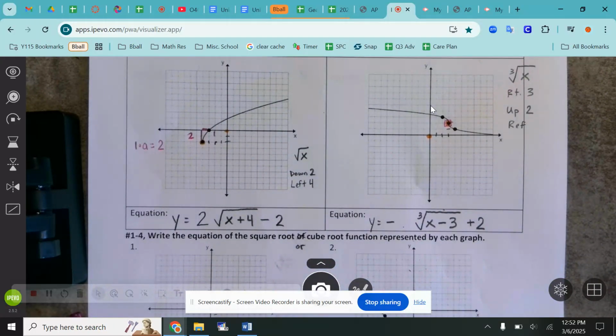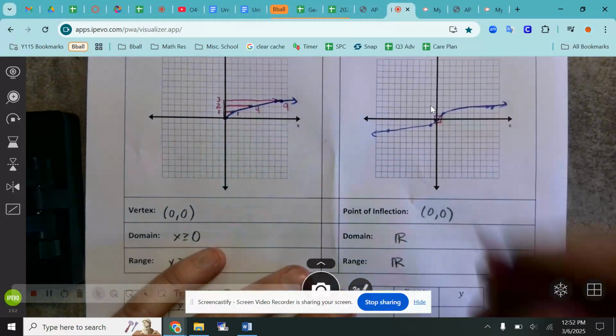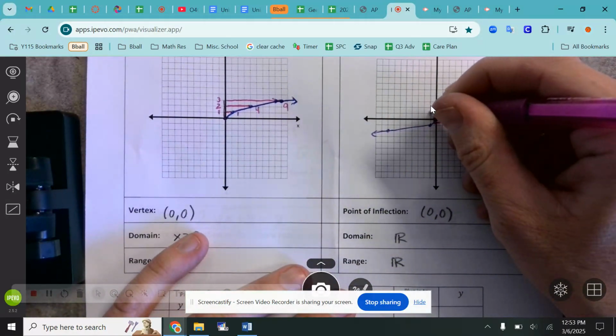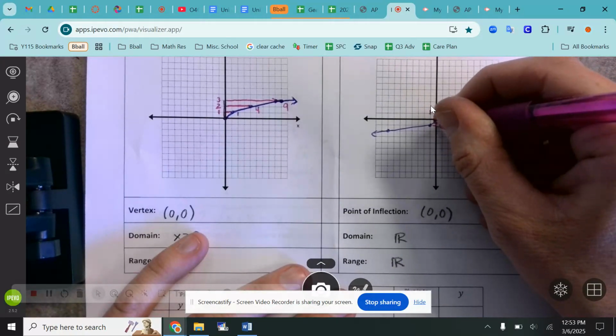Okay. Now for the a value. Just like our last one, we're going to look at a pattern. All right, on this one, I can go either direction. I can go up 1 and right 1, or I could go down 1 and left 1.